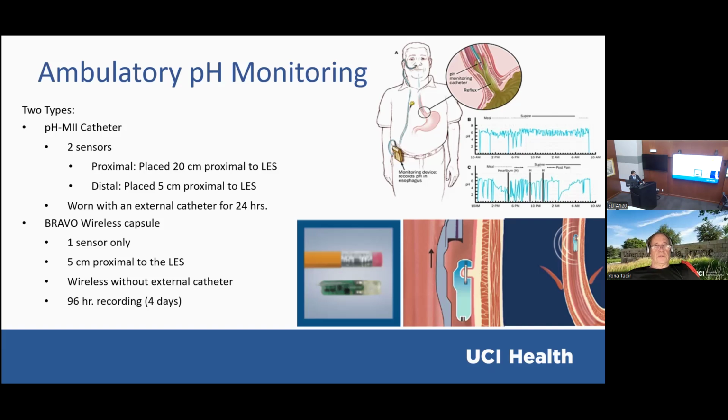It gives us more data, but we're kind of limited because it only has one sensor here, while this probe has impedance sensors and two pH probes to detect the proximal extent of the reflux. So the Bravo tells us yes or no, we see reflux in the esophagus, but this impedance catheter can tell us the distance of how far it travels up.